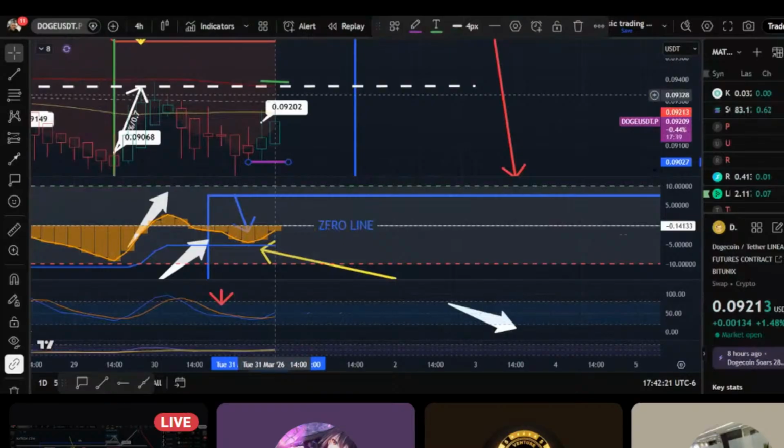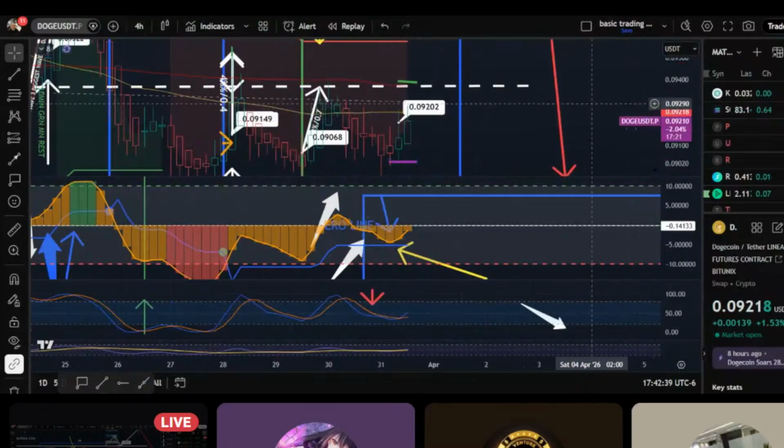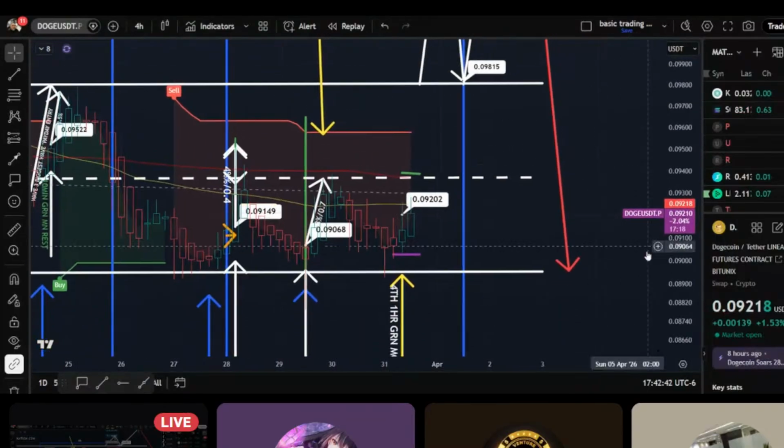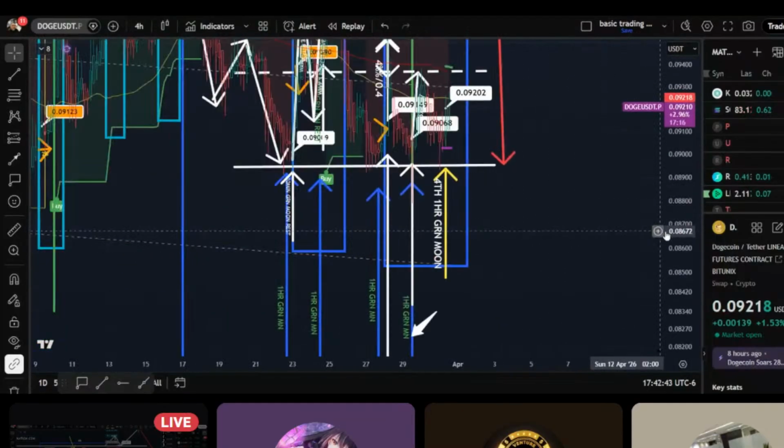Your trade ends, or your trading box ends, when you get a 4 hour blue moon. Then you would be waiting for the next 4 hour green moon with the RSI headed up, and you would be starting your trade all over. Does that make sense? Right.